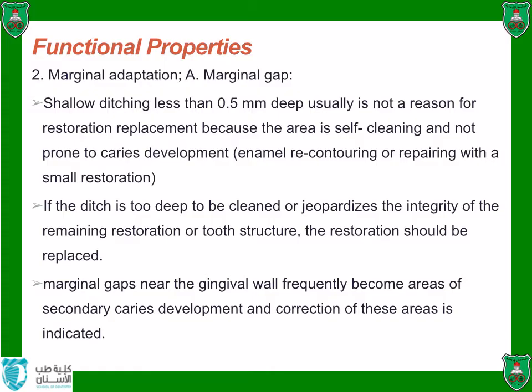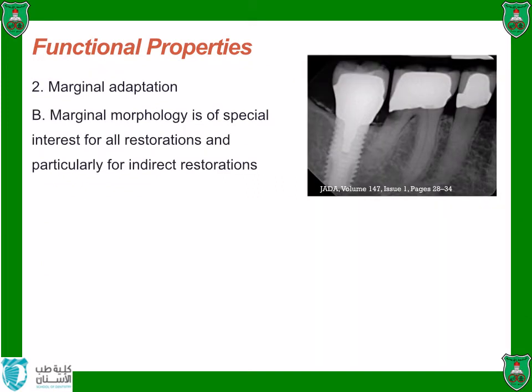Now, after we check the marginal gap to confirm the marginal adaptation, we should also examine the marginal morphology. Marginal morphology is very important for indirect restoration. As you see in this picture, we have a problem: root caries under a crown preparation.